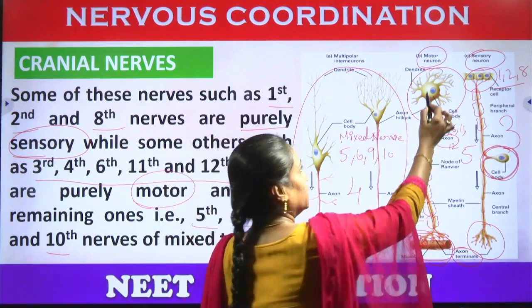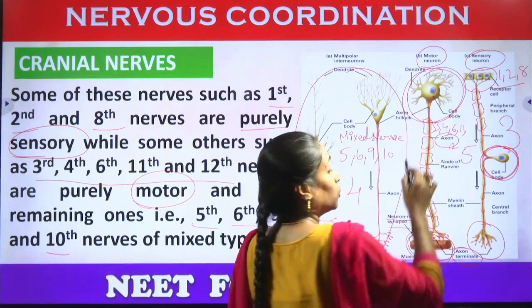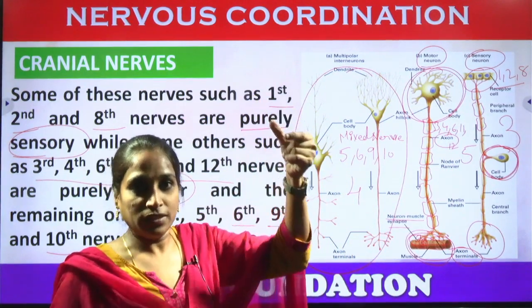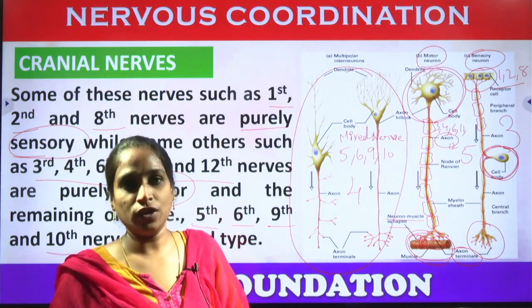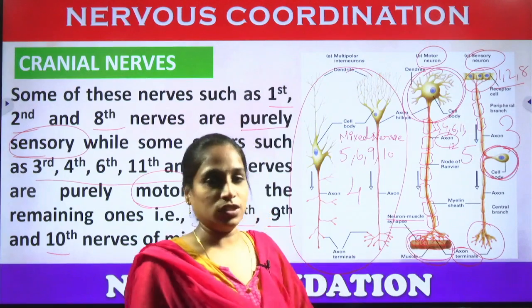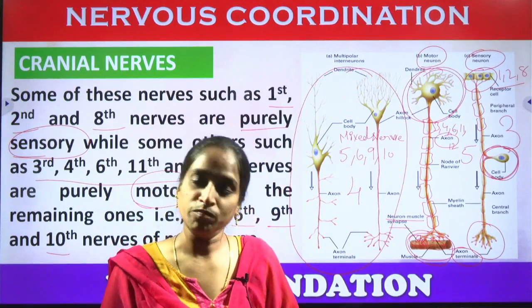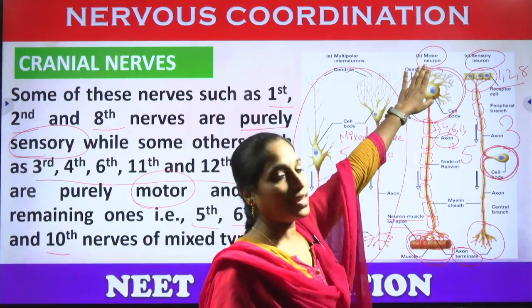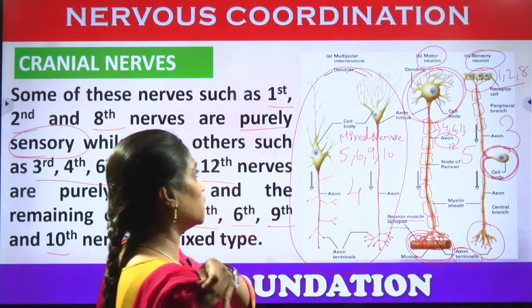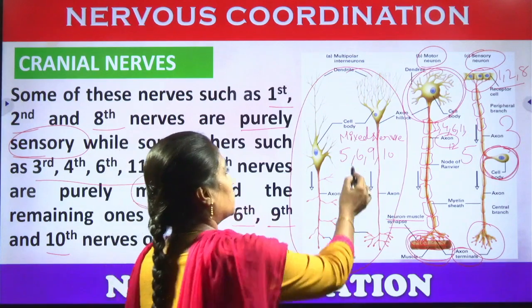So exactly, the cell body will be in the topmost region. In the apical part the cell body will be, and the elongation part is the axon, and at the tip region, the basal part, we can observe the axon terminal which is attached towards the muscle. This is considered a motor neuron. Okay, and let us see the third type of neuron, the mixed nerve.